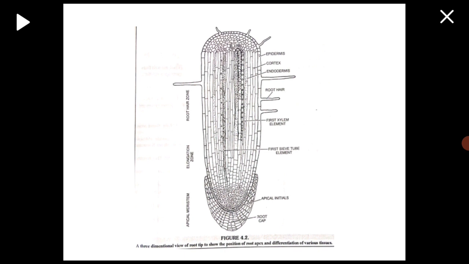Next, shape and size. Due to its utmost simplicity, the root apexes of all the plants are almost similar in shape. Root apex is an inverted cup-like structure protected by a parenchymatous root cap. The size varies from plant to plant, but it is small as compared to the shoot apex.